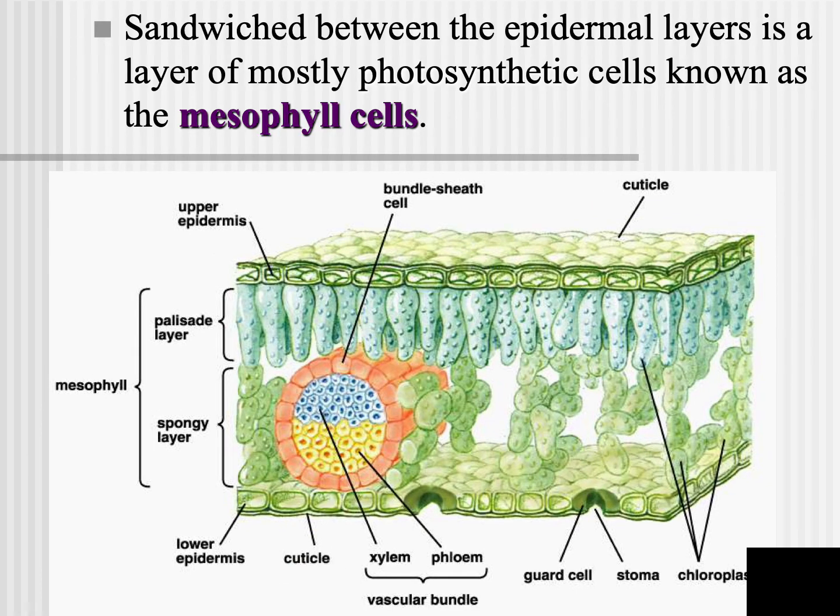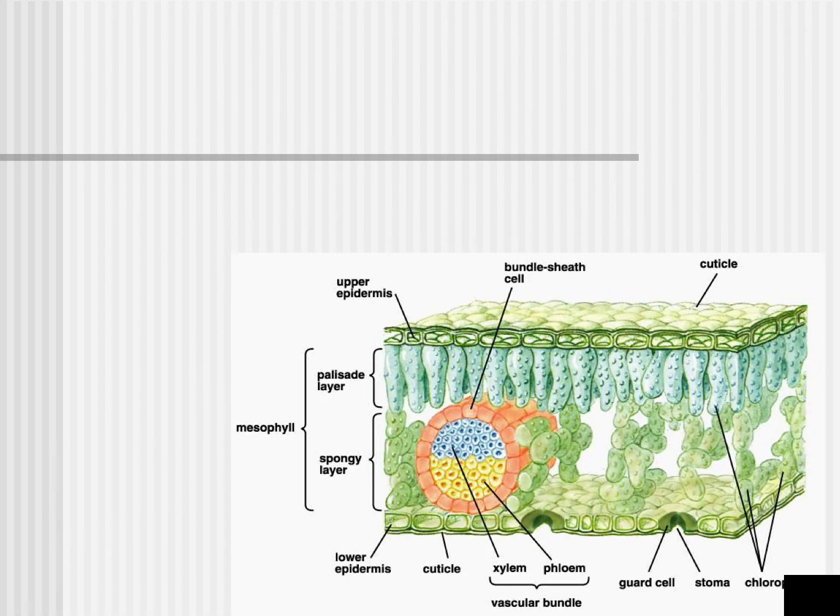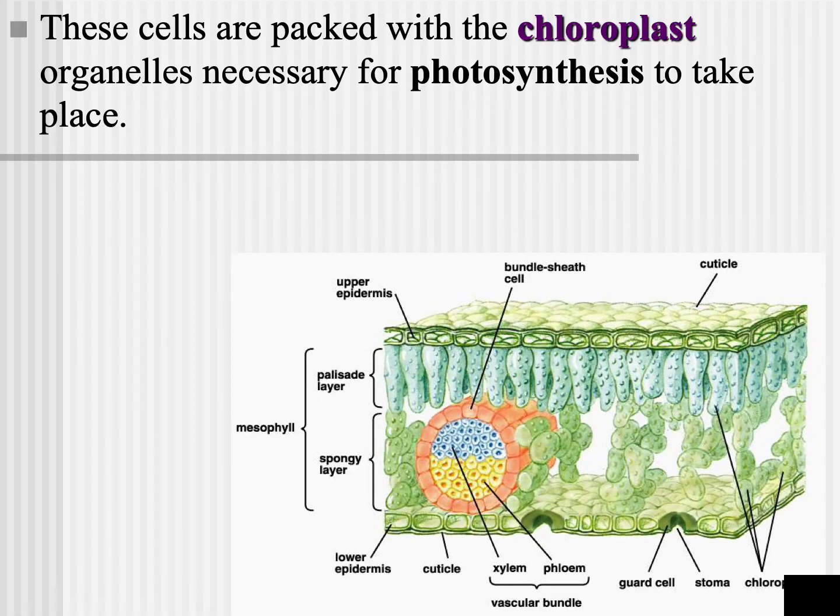In between the epidermal layers, you have what are called mesophyll cells. You can see there are two different kinds of mesophyll cells, palisade and spongy. Their main job is to be packed with chloroplasts so that you can have the process of photosynthesis going on here. So you see all these little dots. All those little dots are chlorophyll.